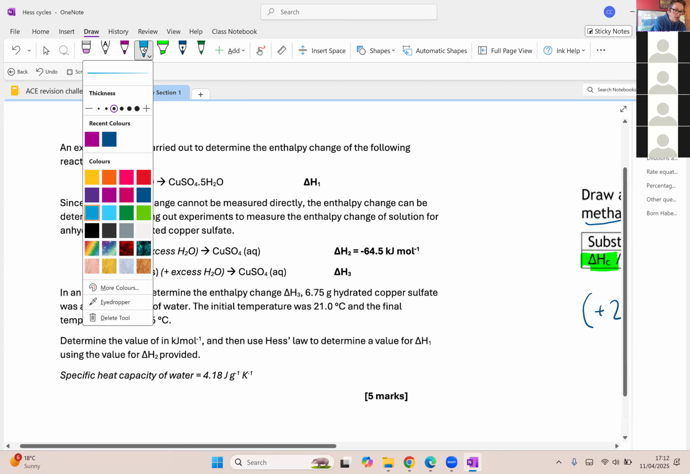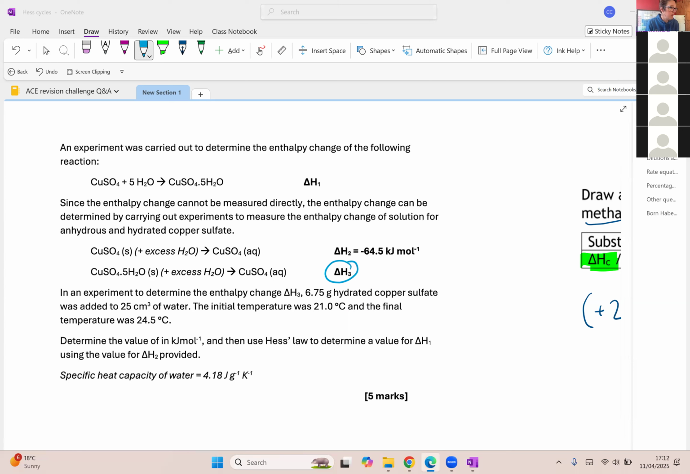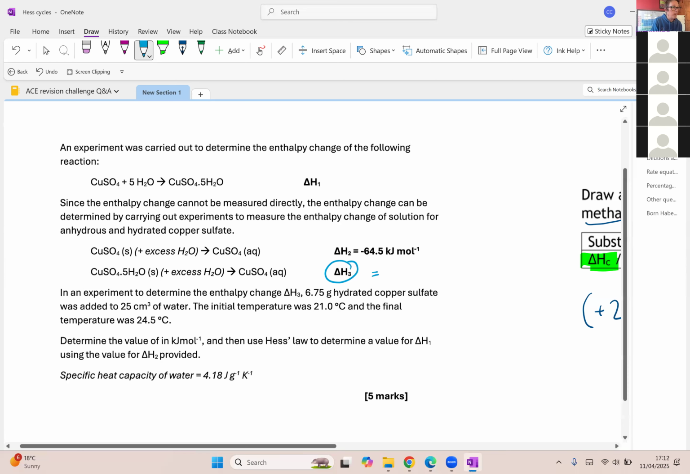And I think most people are okay with working out the enthalpy change for delta H3. I better find the one that I did earlier, right? Because you don't want to watch me do that. So that's just your energy change, mass, specific heat capacity, change in temperature, moles of copper sulfate, and we end up with delta H3 equaling plus 13.5.